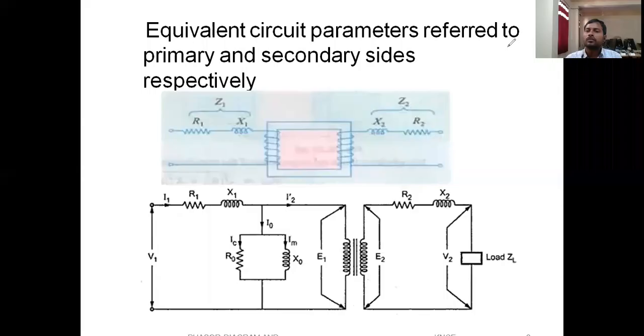Simply, this shunt branch is connected after R1 and X1, because R1 and X1 are the compensating terms for the leakage reactance. And here simply R2 and X2 are provided. This is the exact equivalent circuit of a transformer. So this is the perfect exact equivalent circuit of a transformer. If you are asked in the examination to draw the equivalent circuit of a transformer, you need to draw this equivalent circuit.